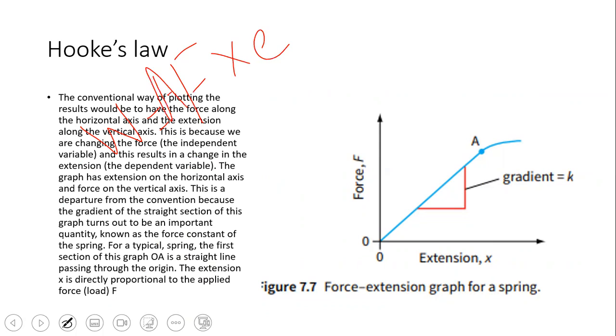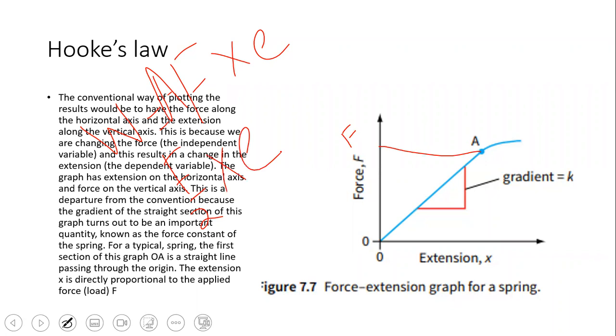So average force, we can write down as force upon 2, right? If I want to find the average force, I can divide the total force by 2, whatever my total force is, and that would be my average force. So if I multiply force with extension, the formula for work done is force into distance.